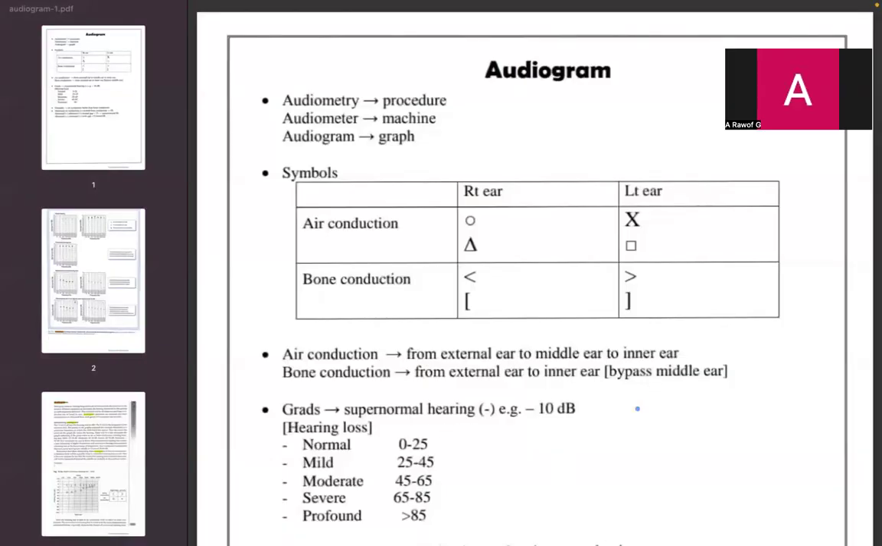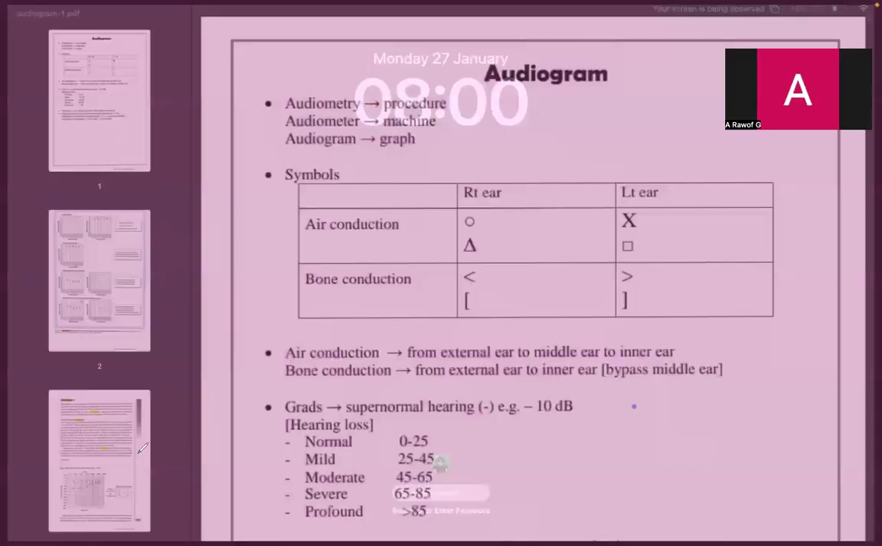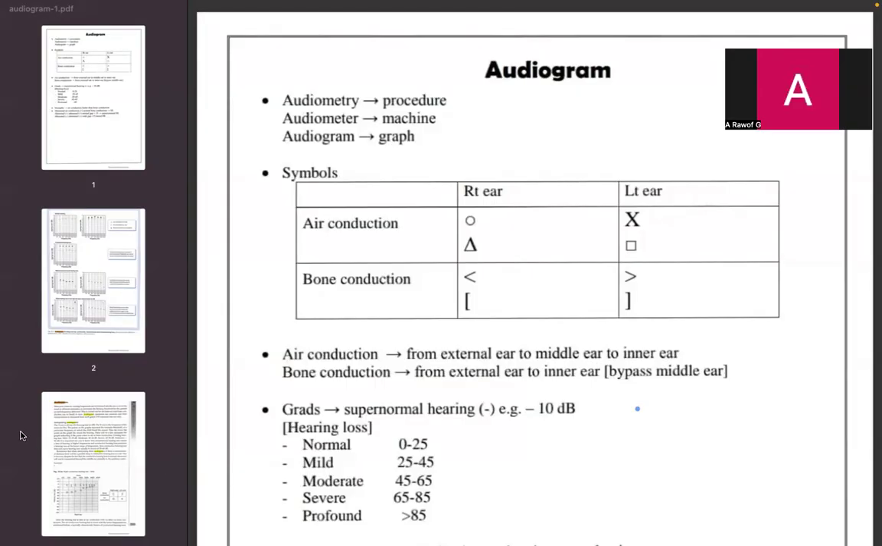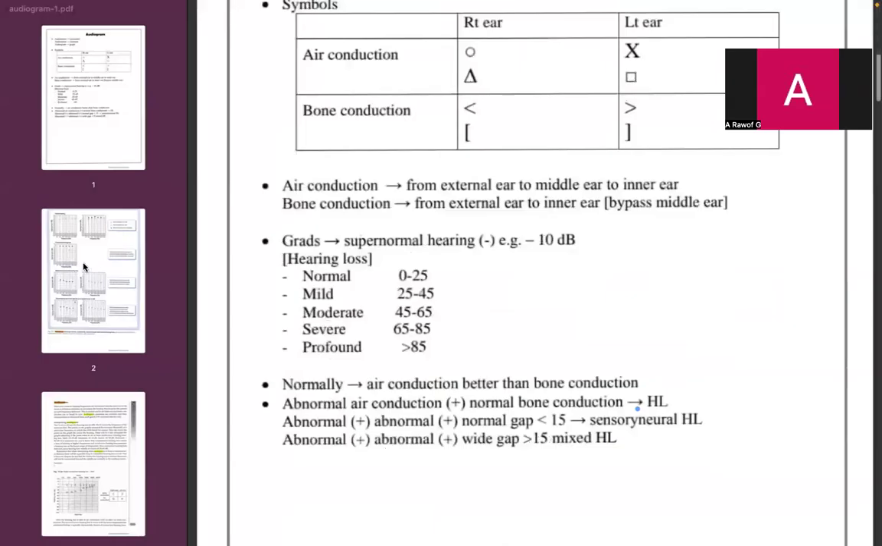So for grades, they have also added one more grade here, super hearing. Super hearing means minus 10 decibels. Again, the grades of hearing: normal is 0 to 25, mild is 25 to 45, moderate is 45 to 65, severe is 65 to 85, and more than 85 is profound. Just go on adding 20, 20, 20.